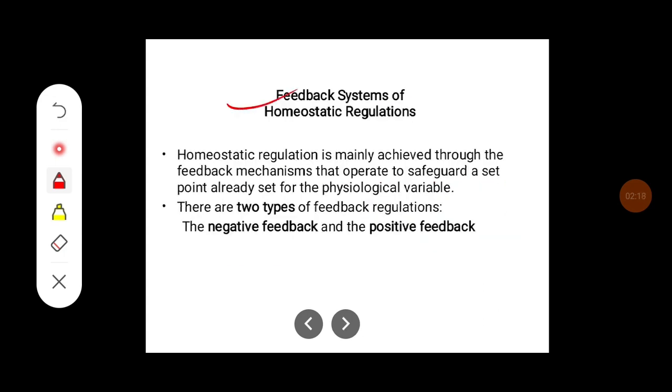Feedback systems of the homeostatic regulations. Homeostatic regulation is mainly achieved through the feedback mechanisms that operate to safeguard a set point already set for the physiological variable. There are two types of feedback regulations: negative feedback and positive feedback.